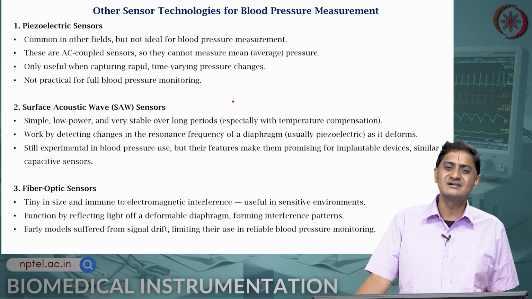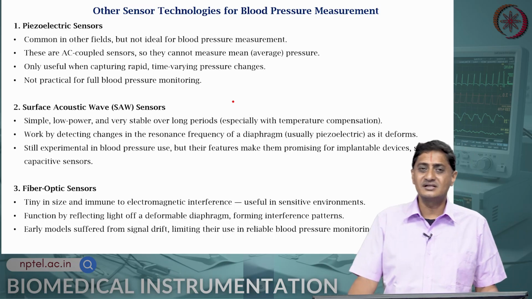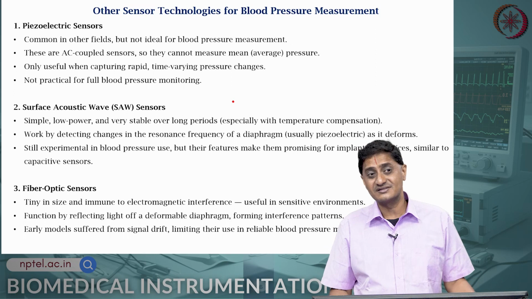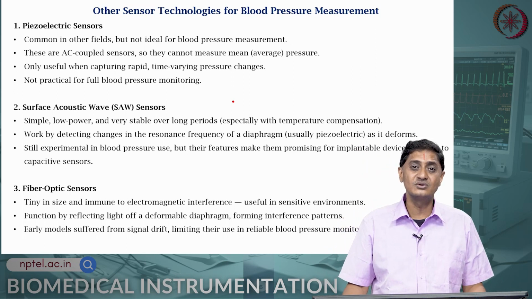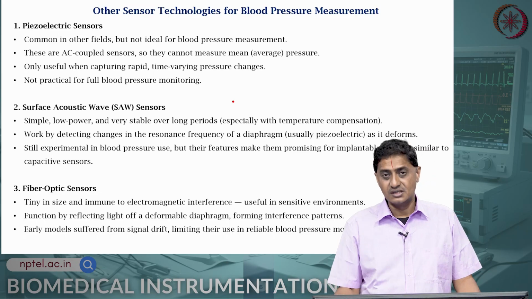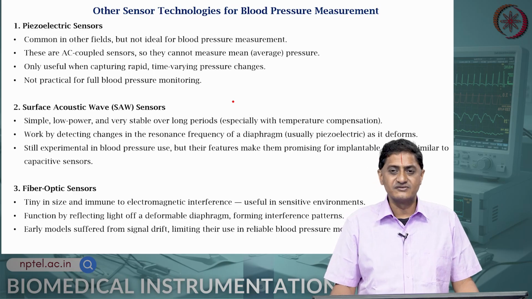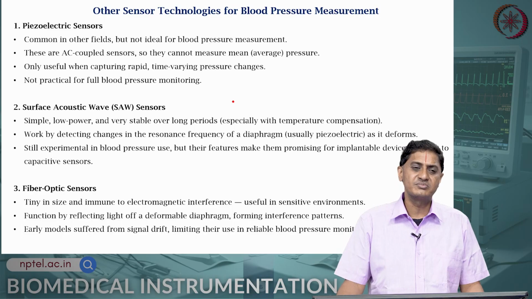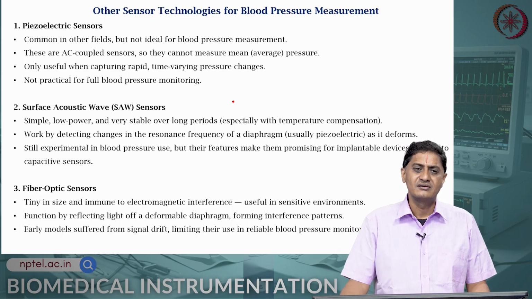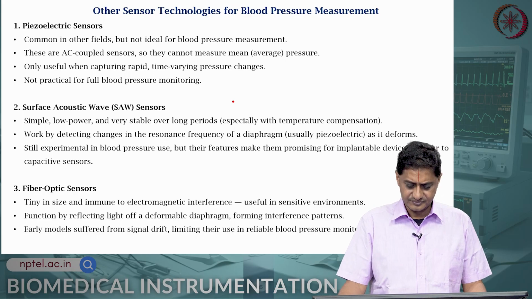And the last is fiber optic sensors, which can be extraordinarily tiny, really small. And the other advantage, of course, with the light sensors, optical sensors, is that these are immune to electromagnetic interference, can also be used in MRI sensitive systems, can be useful in sensitive environments. So, these function by reflecting light off of a deformable diaphragm.